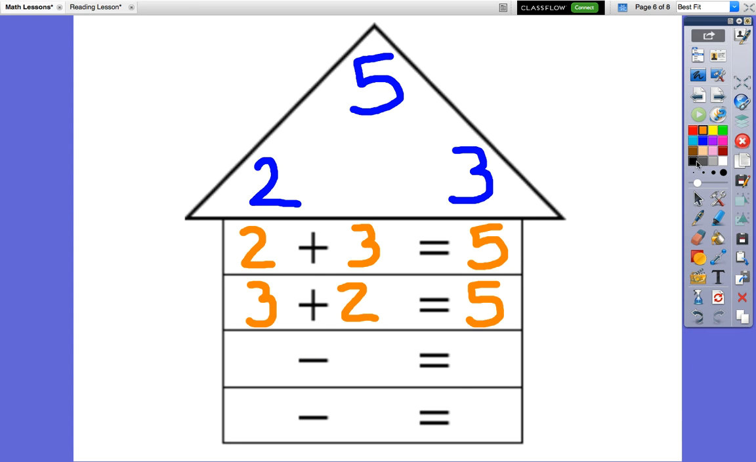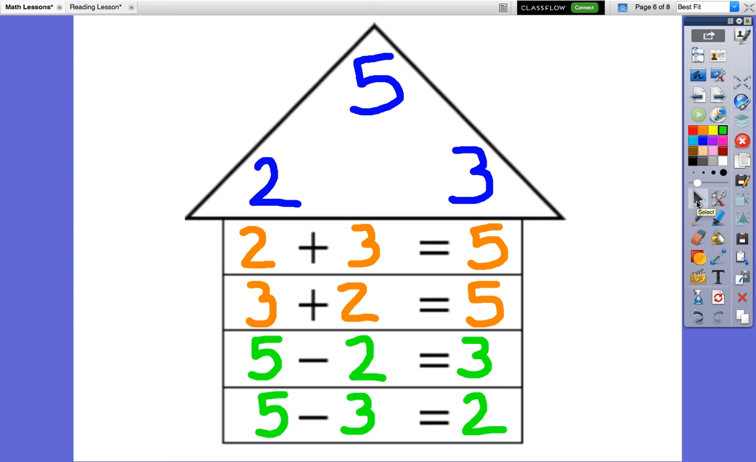Okay, now I need to write 2 subtraction problems. And remember, when we subtract, we're going to start with the biggest number. Our biggest number is 5. That's right. So I start with 5. And I want to take away 2. 5 subtract 2 equals 3. I'm only using the numbers in my house. Now I have 1 more problem. 5 take away 3. Now I'm going to subtract 3, and my answer is 2. So I'm just working with my numbers in my house to make addition and subtraction problems.